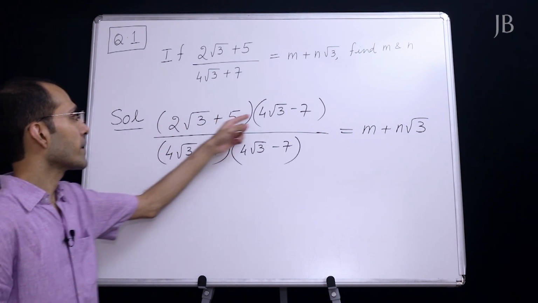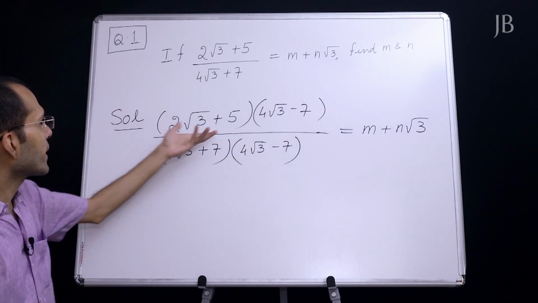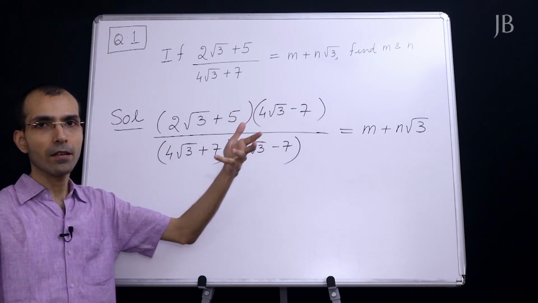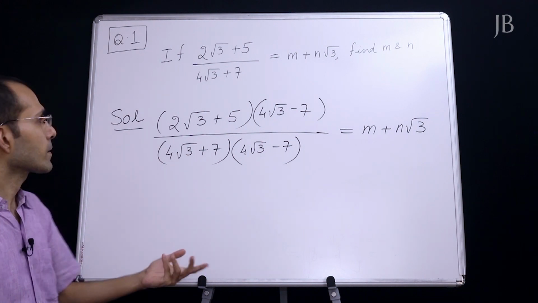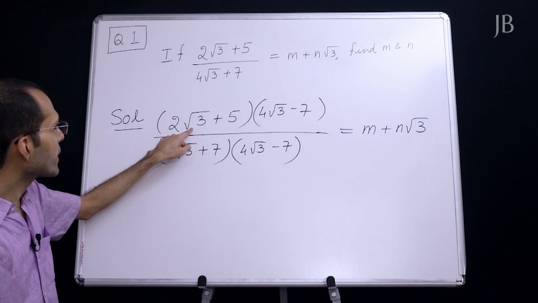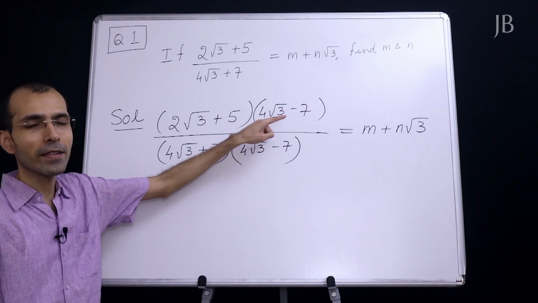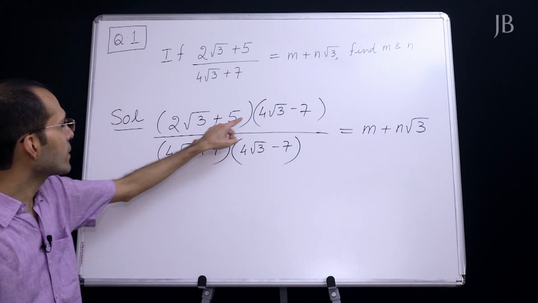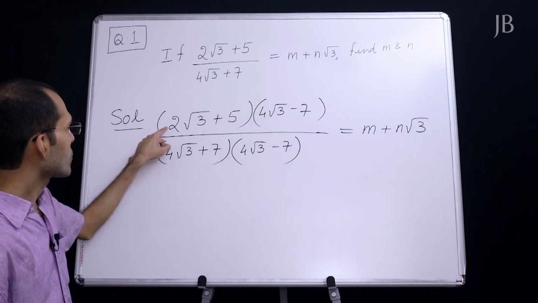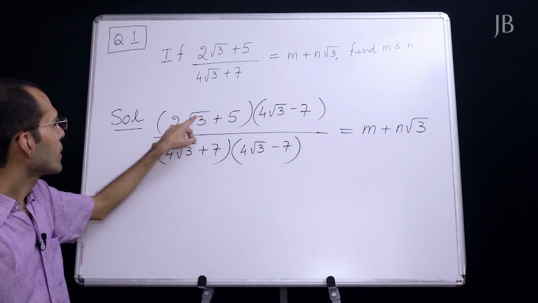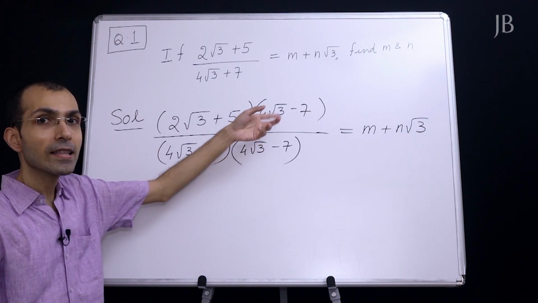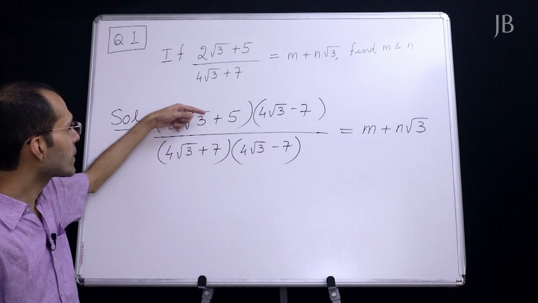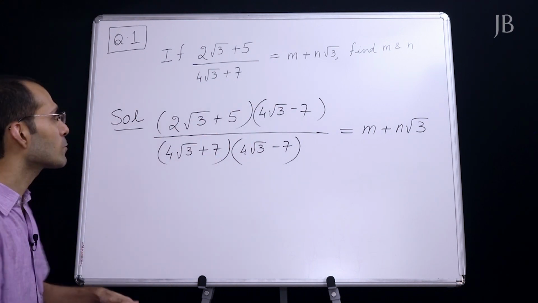Now look at the numerator. It is not behaving like a plus b the whole square or something, because both the quantities inside the bracket are different. So we will have to open up the brackets here. So 2 root 3 into 4 root 3. See, now the previous knowledge will come very handy here. 2 root 3 into 4 root 3. 2 into 4, 8. Root 3 into root 3, 3. 2 into 4, 8 into root 3 into root 3, that is 3. So that comes to 24.